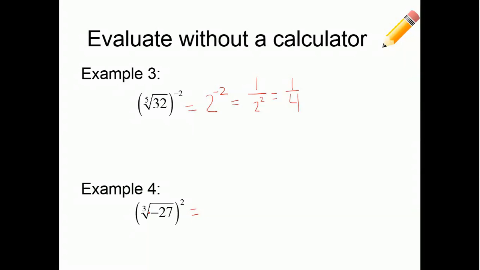You can't take an even root, so a square root or a 4th root or a 6th root, of a negative. If you have a cube root or a 5th root, you can. So this is actually negative 3 squared. Because think about it. If I multiply negative 3 by itself 3 times, I get a negative 27, right? So then negative 3 squared is 9.